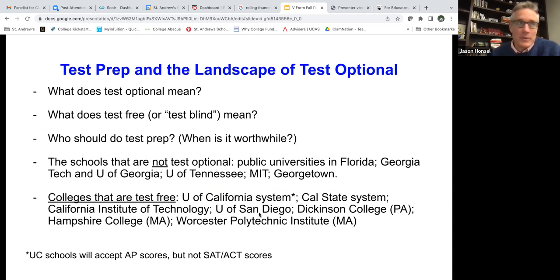So again, we know some students are going to be done already. Some students, we might decide pretty early on, you know what, you're going to go test optional, and let's not stress about this or make this a big part of the process. So it really will vary.